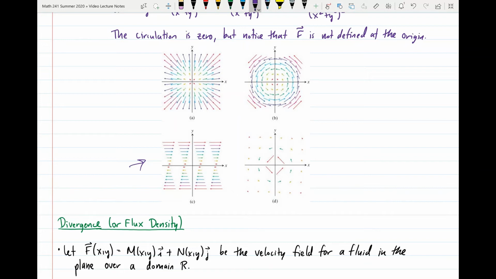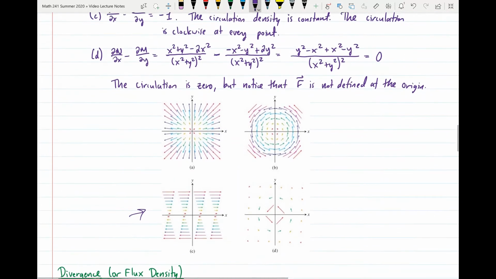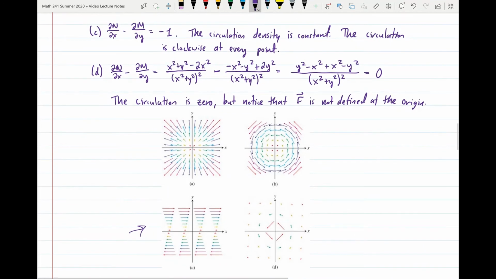So as we move away from the x-axis, either in the positive direction or the negative direction, the magnitude of the velocity of the fluid is going to get stronger, but in different directions. So if we go in the negative y direction off of the x-axis, then our velocity is going in the negative x direction. But if we go to the positive y direction off of the x-axis, then our velocity is going in the positive x direction.